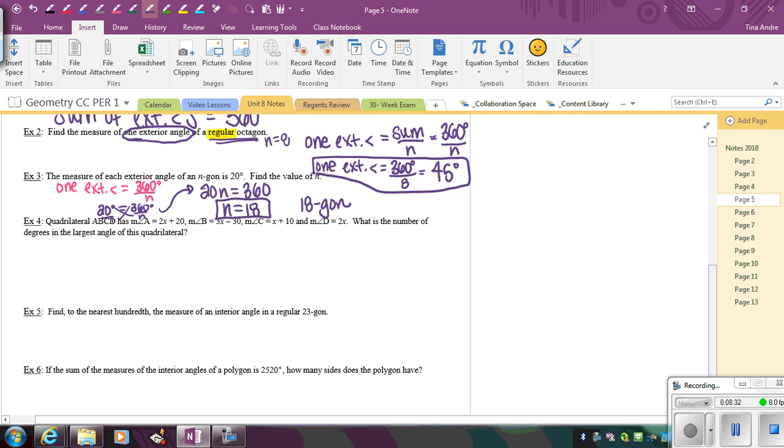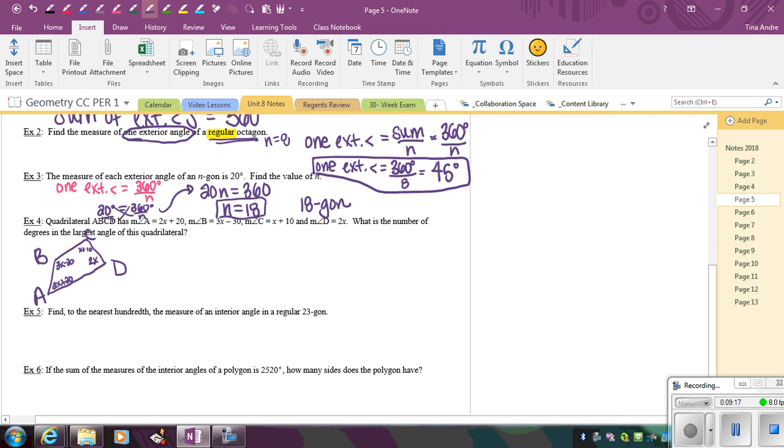For this example four, we have quadrilateral ABCD. I'm just going to sketch a four-sided figure. It can be any quadrilateral. I don't know if this is going to be drawn to scale at all. I'm just sketching a picture here to give us a visual. We have angle A is 2x plus 20. B is 3x minus 30. C is x plus 10, and D is 2x. In a quadrilateral, these are your interior angles. We want to know what is the number of degrees in the largest angle of this quadrilateral.